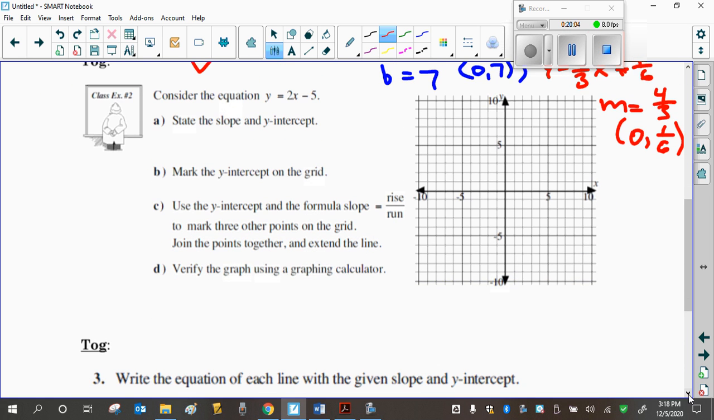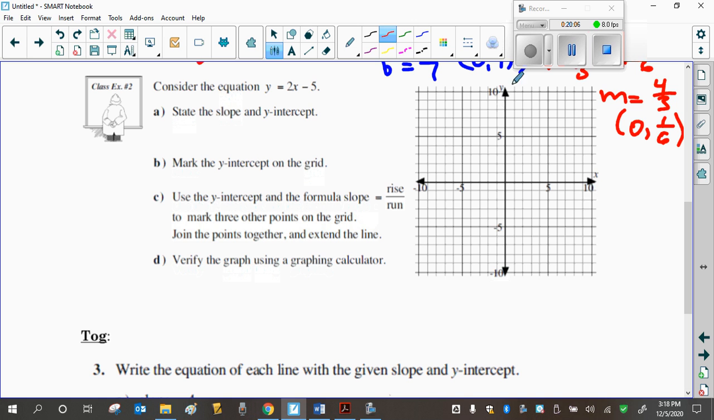Okay, so we're back to y equals mx plus b, and it's an important formula. When you solve for y, the slope is the number in front of x, and the y-intercept is the number at the end. If you have the slope and the y-intercept, you can graph any line you want to. Okay, I'll give you 10 seconds to do A.